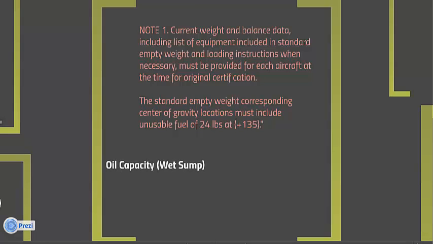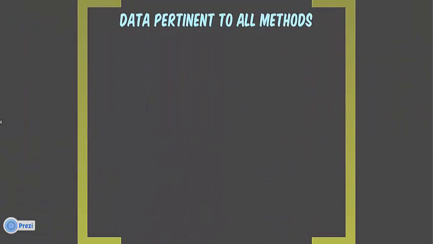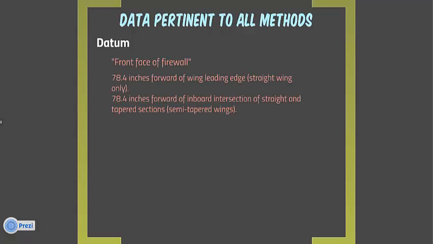Oil capacity or wet sump. The quantity of the full oil supply and its arm are given in such terms as 26 quarts, +88. Data pertinent to all models. Datum. The location of the datum may be described, for example, as front face of firewall, or 78.4 inches forward of wing leading edge, straight wing only, or 78.4 inches forward of inboard intersection of straight and tapered section, semi-tapered wings.